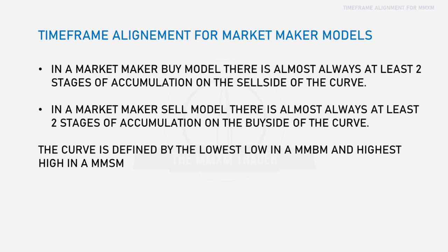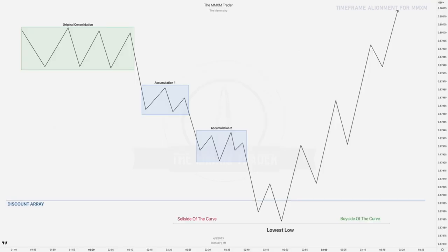So in a market maker buy model, there are almost always at least 2 stages of accumulation on the sell side of the curve, and in a market maker sell model, there are almost always at least 2 stages of accumulation on the buy side of the curve. The curve is defined by the lowest low in a market maker buy model and the highest high in a market maker sell model. So we've got this schematic for a market maker buy model over here.